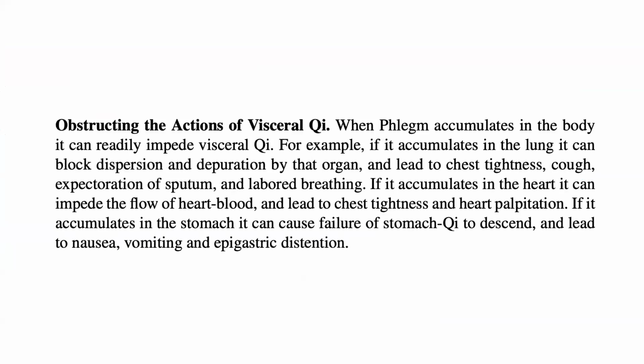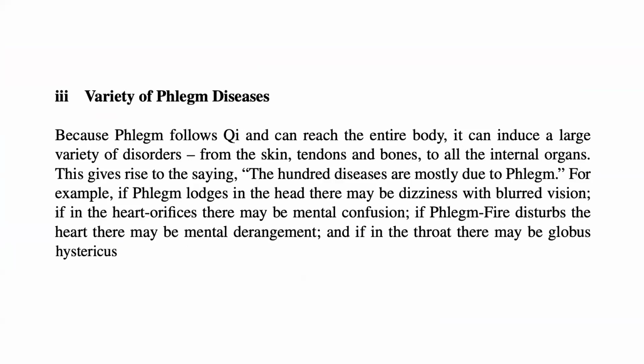Obstructing action of the visceral Qi. When phlegm accumulates in the body, it can readily impede visceral Qi. For example, if it accumulates in the lung, it can block dispersion and depuration by that organ, and it can lead to chest tightness, cough, expectoration of sputum, and labored breathing. If it accumulates in the heart, it can impede the flow of heart blood and can lead to chest tightness and heart palpitation. If it accumulates in the stomach, it can cause failure of the stomach Qi to descend and lead to nausea, vomiting, and epigastric distension.